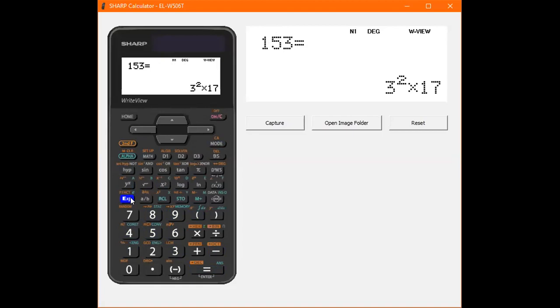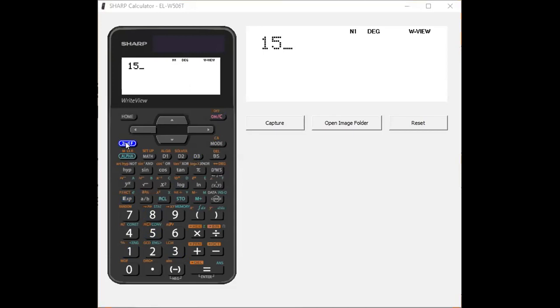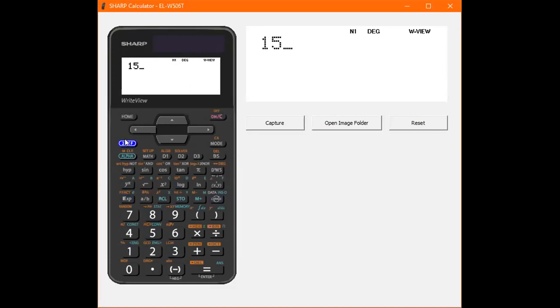Okay, so that's great. And you've seen this all before, but what's really now exciting is that you have a lowest common multiple and a highest common factor function. So if, for example, I want the highest common factor of 15 and 25, I'm going to say 15, and then second function 2. And then I'm going to say 25 and equals. And that's it. So my highest common factor is 5.